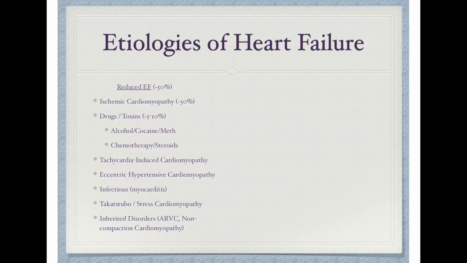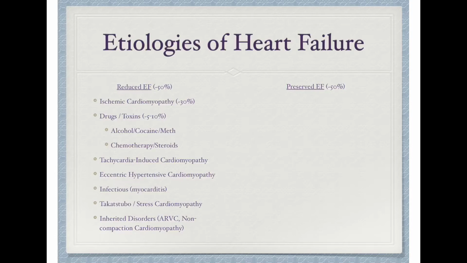And there are the inherited disorders, such as arrhythmogenic right ventricular cardiomyopathy or non-compaction cardiomyopathy, where as a result of a genetic defect, the myocardium fails to form organized muscle and instead forms this spongy, textured tissue that's very poor at contracting and leads to reduction in the ejection fraction.